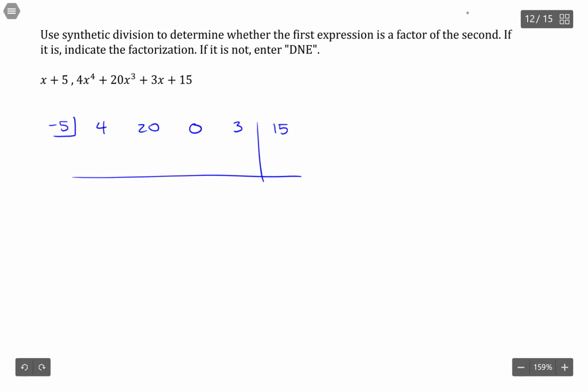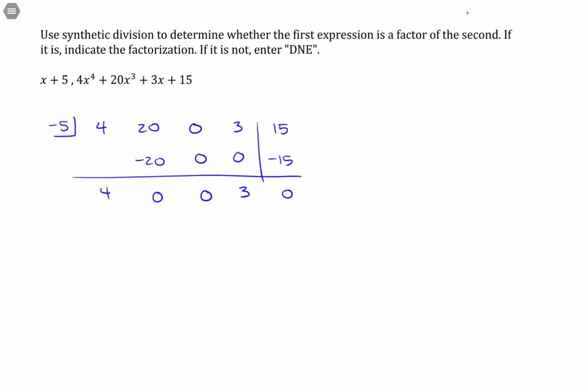Now, going through the process of synthetic division, I'll bring the 4 down. 4 times -5 is -20. Add this column to 0. 0 times -5 is 0. That adds up to 0. 0 times -5 again is also 0. Bring the 3 down. 3 times -5 is -15, and that column adds to 0.